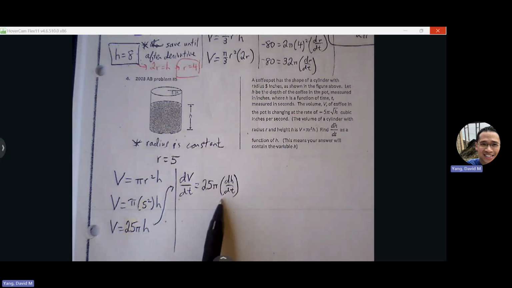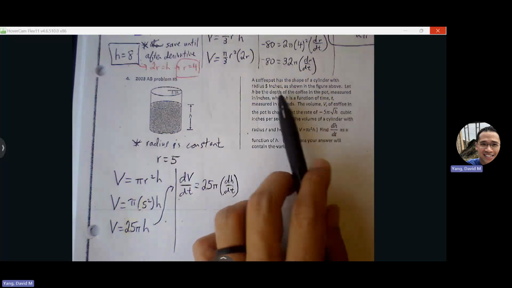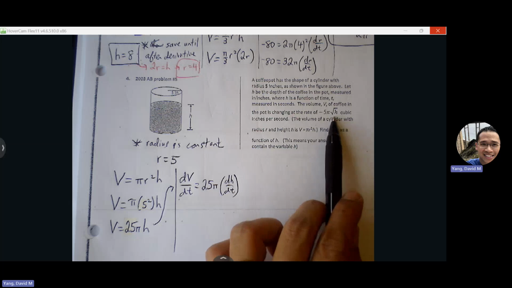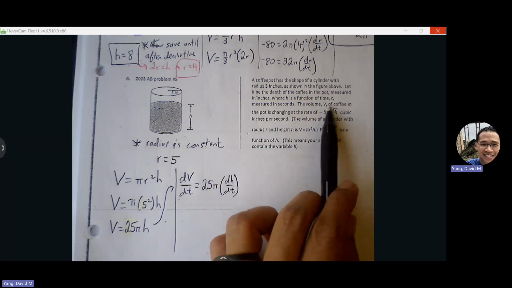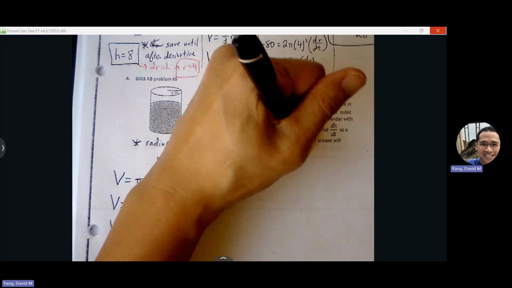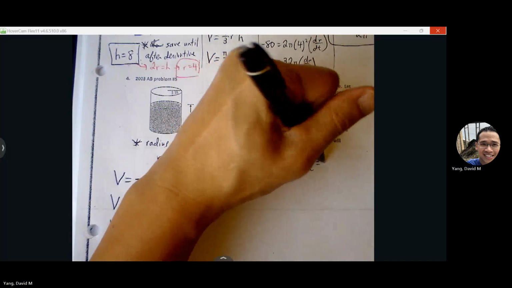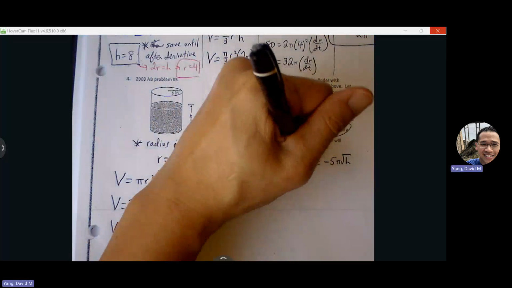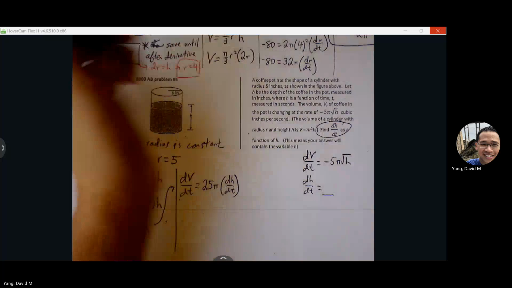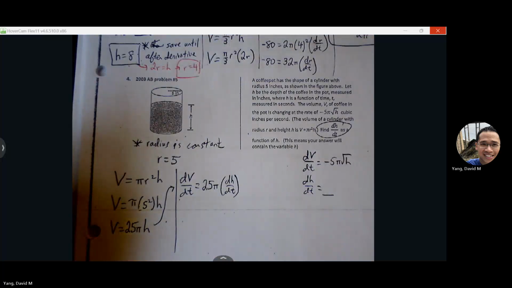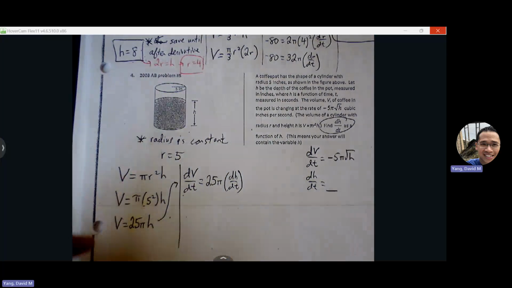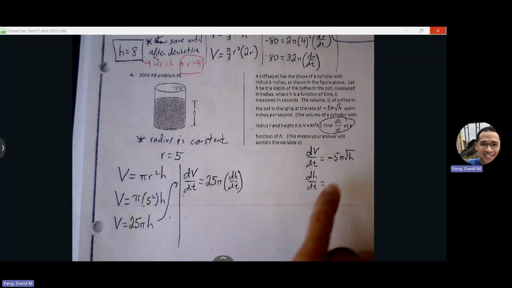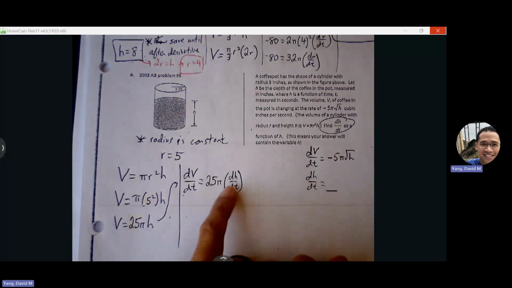Okay, we're ready to start plugging information in. Let's gather some information here. Let H be the depth. The volume is changing at a rate of negative 5 pi root H cubic inches per second. What is that assigned to be? Find dH dt. They don't give us the H value, so that means our answer is going to contain H in it. But we can start plugging in, right? dV dt gets replaced with negative 5 pi root H. We're looking for dH dt.